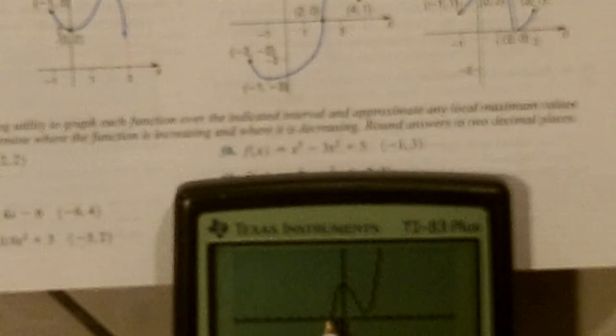And they want me to look from -1 to 3. Looks like there's a local max right there and a local min right there. And the function's increasing from -1 to 0, decreasing from 0 to 2, and increasing from 2 to 3. And that's kind of what they want to do. What is that local max? So I would go second, calculate the maximum. The calculate's above trace. And I want to say it looks like it's about 0, so it must be between -1 and 1.